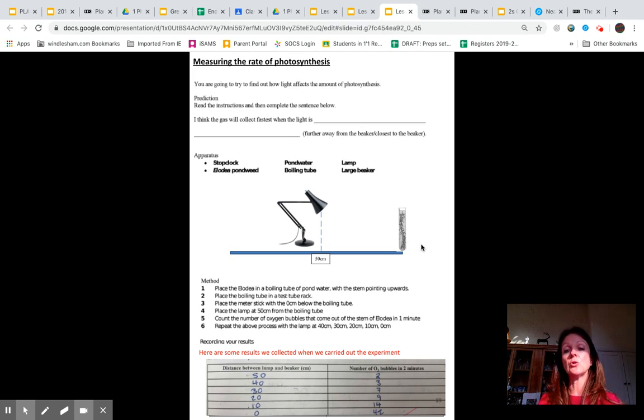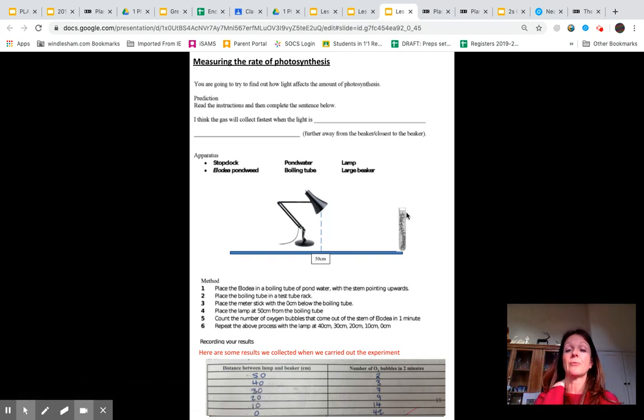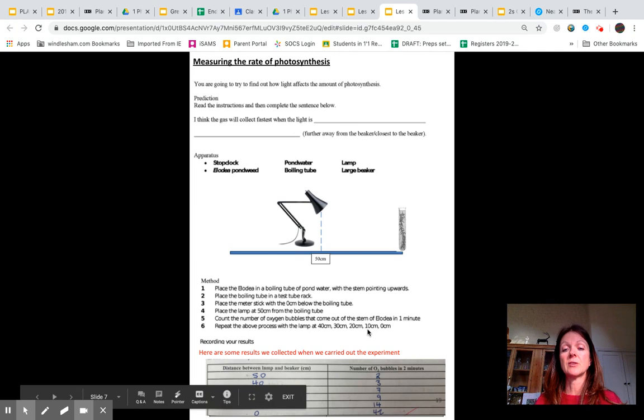We usually allow 2 minutes. So the room would be completely dark, and when you were ready, you would start the timer and you would turn your lamp on, and you would count how many bubbles came off the pondweed within 2 minutes. You would then repeat this whole process, but moving the lamp 10 centimetres closer. So then it would come to 40 centimetres away. Once again, you time for 2 minutes, count the number of bubbles produced, and then you would repeat again at 30 centimetres, then at 20 centimetres, then at 10, and finally at 0 centimetres.